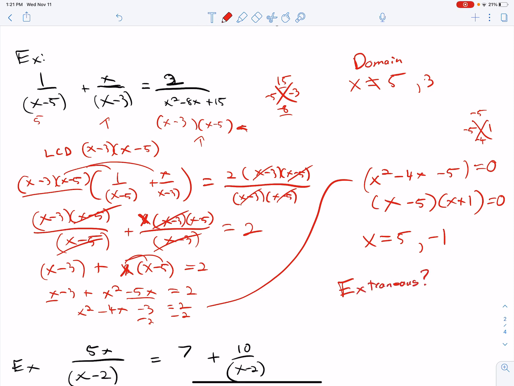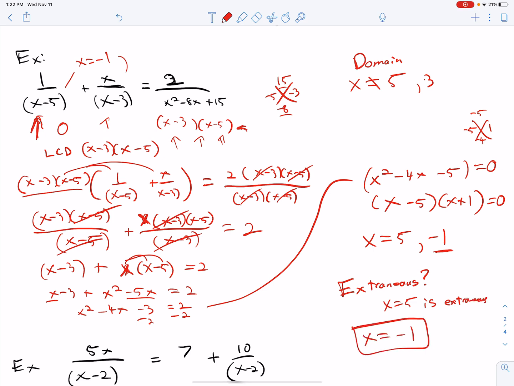So if we look back at our original equation, if we put a negative 1 in for x, if x equals negative 1, that's 1 over negative 6, that's fine. That's x over negative 4, that's fine. If we plug it in here, neither of those is 0. So x equals negative 1 is definitely a solution. But what if we plug in x equals 5? If we plug it in here, that's going to be a 0. So x equals 5 is extraneous. So in this case, our only solution is going to be x equals negative 1.